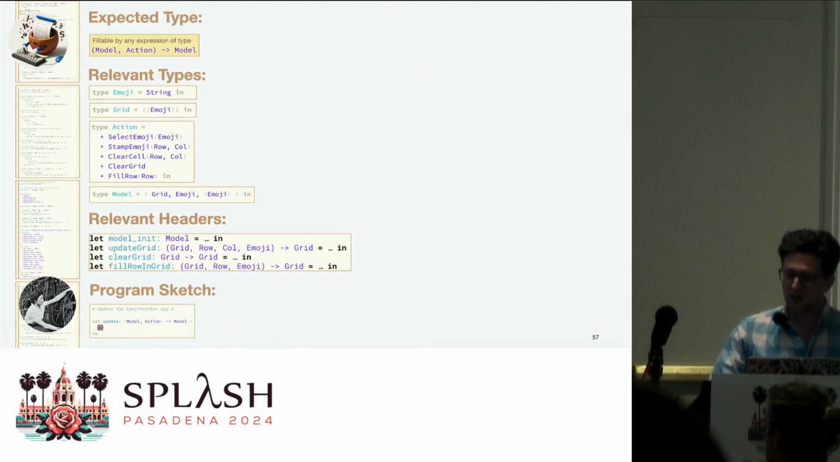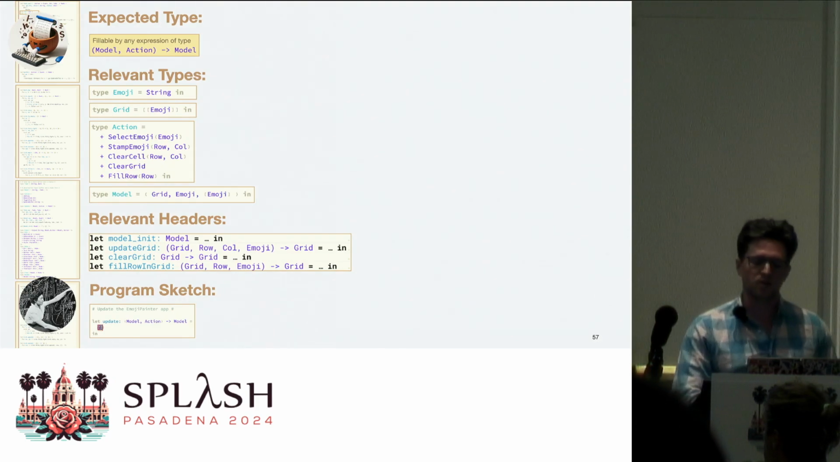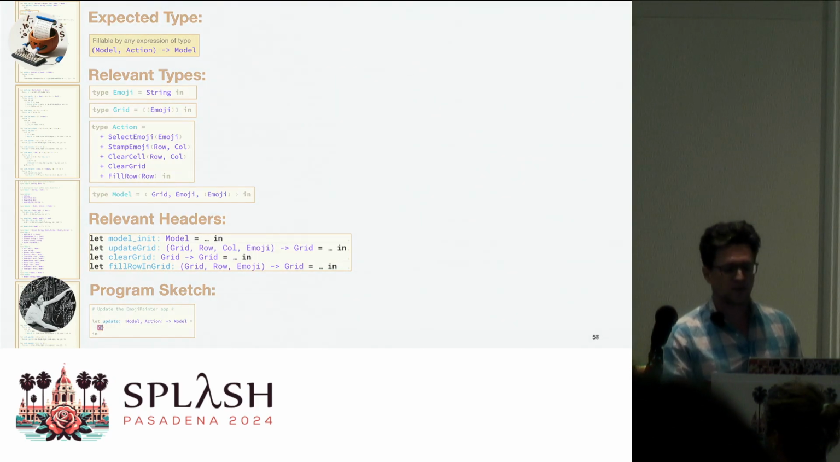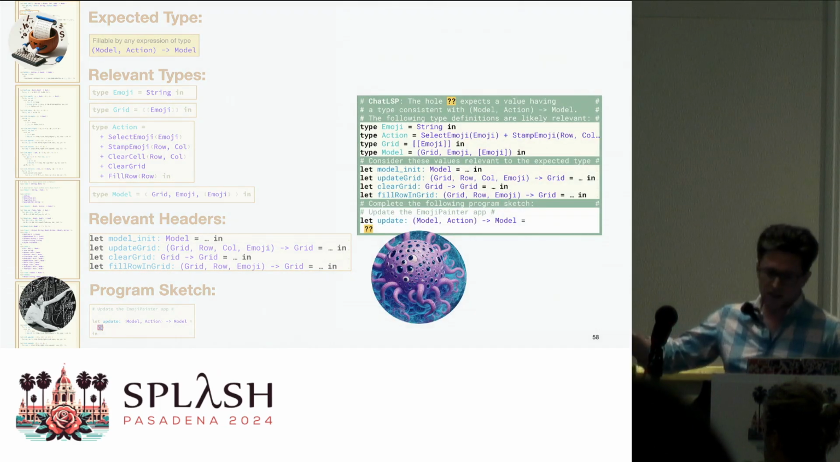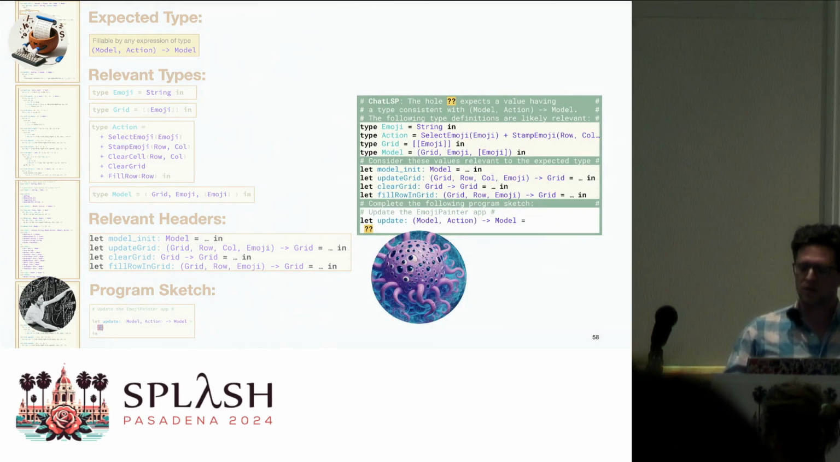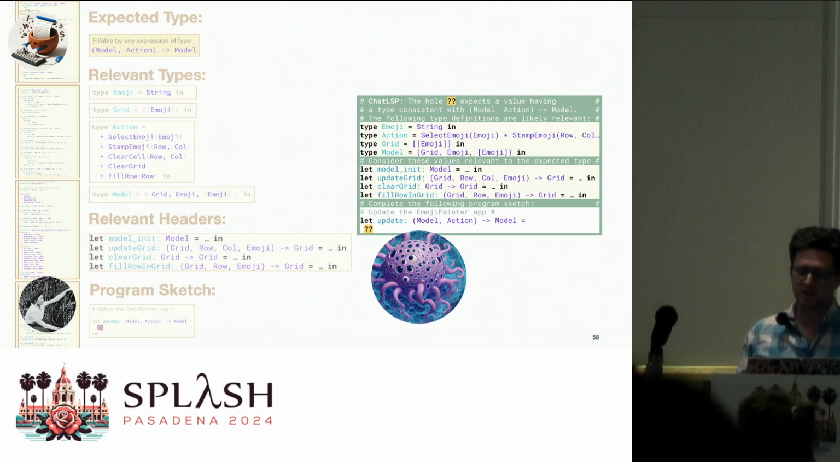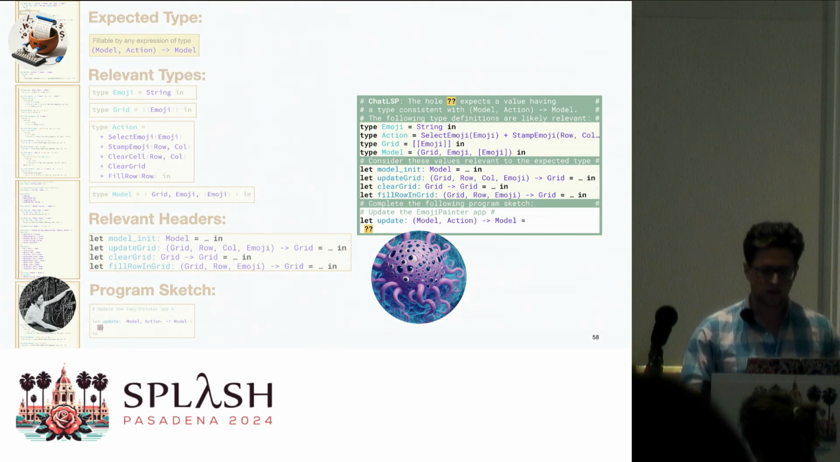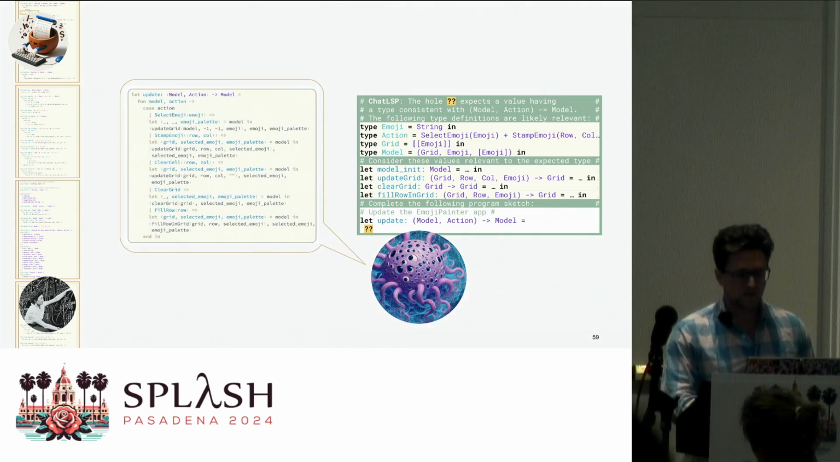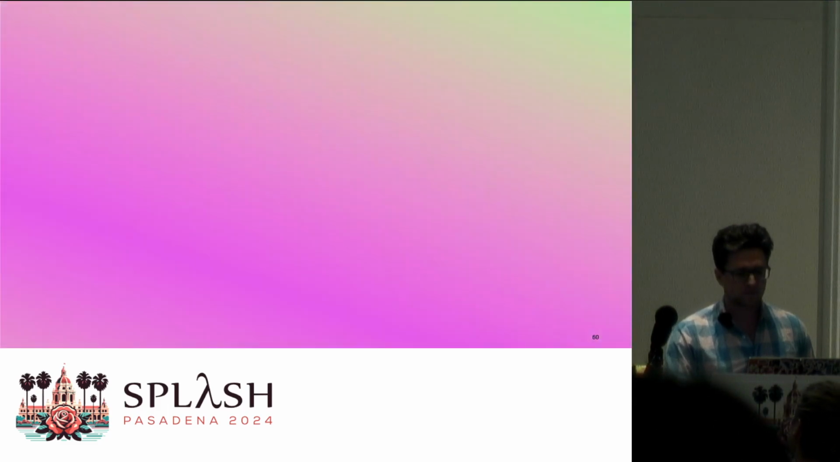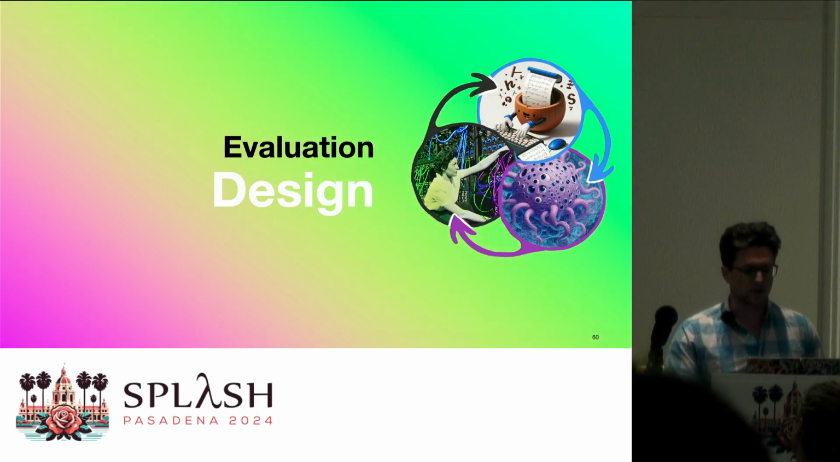Finally, the expected type, relevant types, relevant headers, and initial program sketch are all concatenated together, creating what is basically a static program slice focused on cursor local semantic context, which is then dispatched to the language model, which finally returns a completion. So how did we evaluate this?